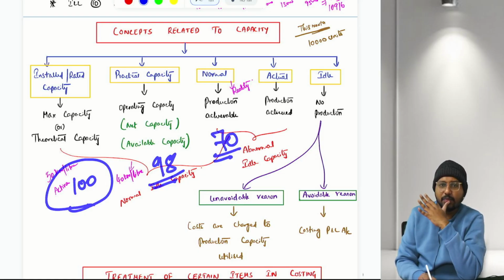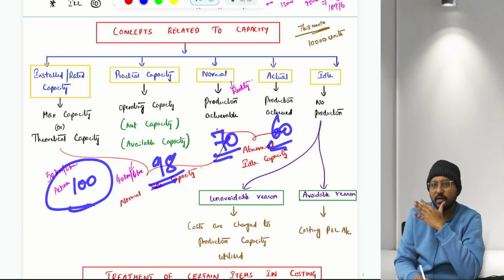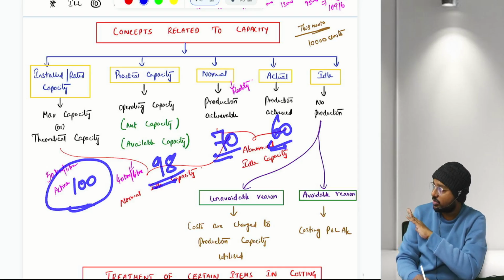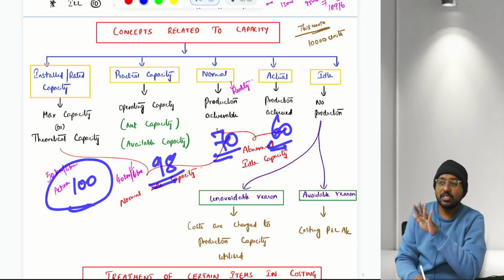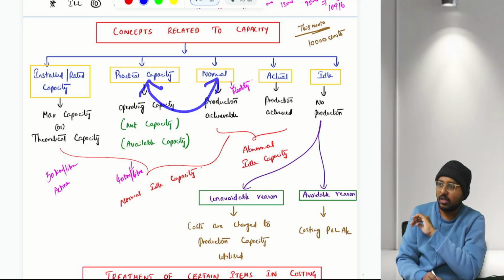Are you able to get me? But today you have got 60, then that is your actual capacity. That's how you have to understand the difference. You get it? What I'm trying to say? So you should not get confused, because students get confused between practical and normal. They think practical is nothing but normal.